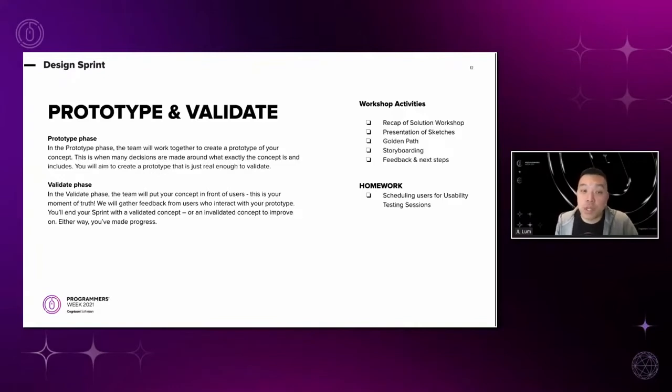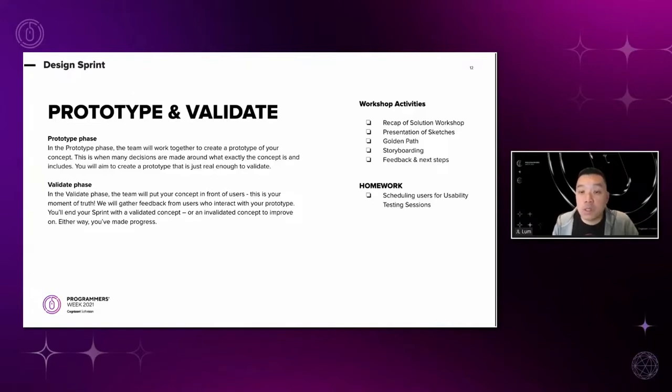So on to prototyping. In this phase, we already have a solution in mind, and we're just getting ready to create that prototype to test against real users. Before we even start designing it, we really want to talk about creating what we call the golden path. This is very similar to the user journey map, but this time it's for the ideal state, or the future state of the product, I should say.